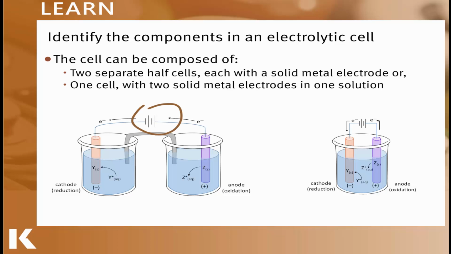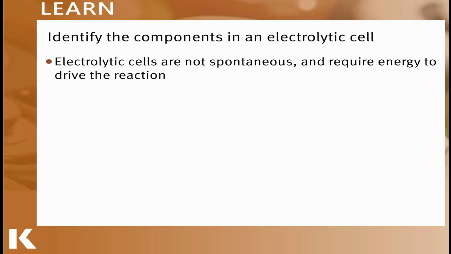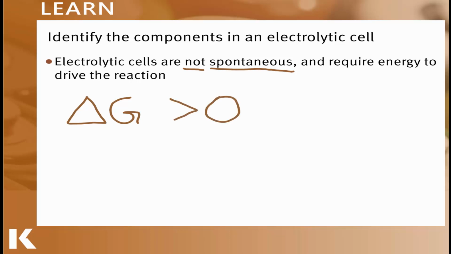The key feature of all electrolytic cells, however, is that they have a power source in them, represented here by a battery. And the reason that electrolytic cells always have a power source is because these are not spontaneous systems. This is analogous to having to push a ball up a hill as opposed to the ball rolling down the hill spontaneously. So in terms of the energy then, the Gibbs free energy, we're talking about a delta G that is positive, is greater than 0.